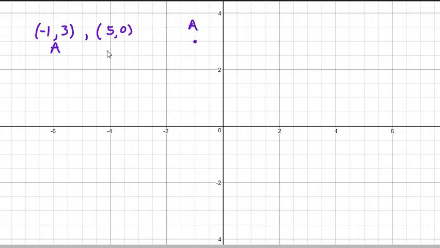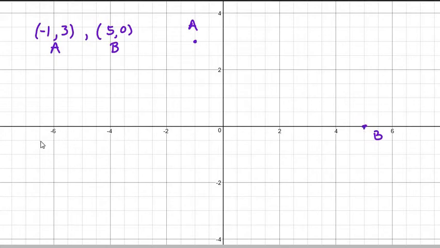Okay, and now let's try to find where this is living. So let's go over 5 units. Here's 4, 5, and up 0. Well, that's just right there. Okay, so that's going to be point B, we'll call it. We'll label that as B. So we want to find the distance between A and B.